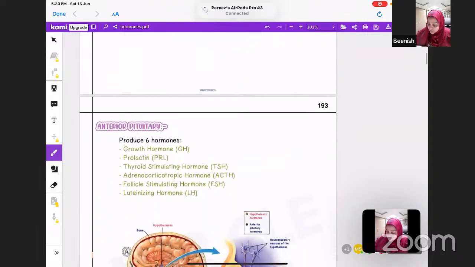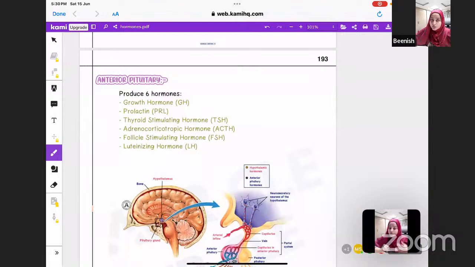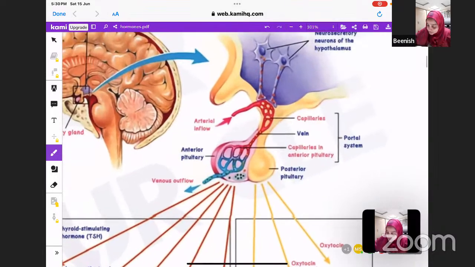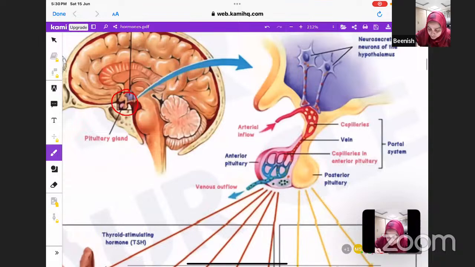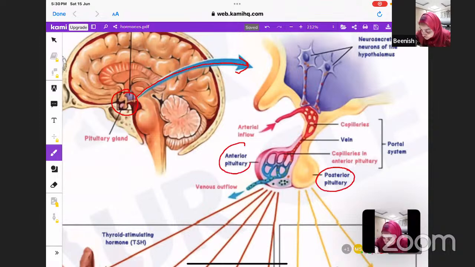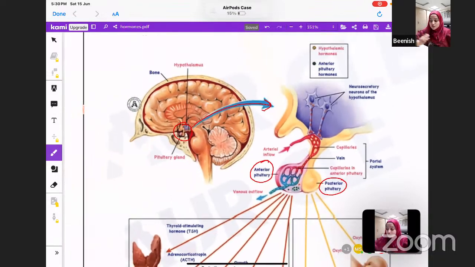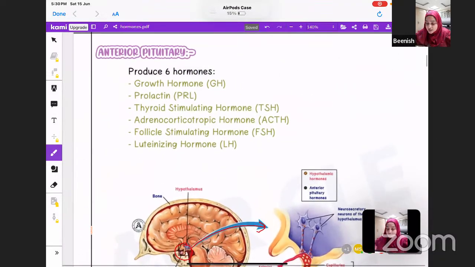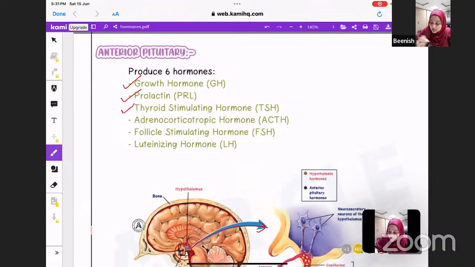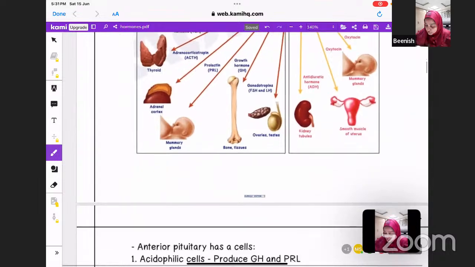Okay. So moving ahead, now your pituitary is divided into anterior pituitary and posterior pituitary. Here, I've zoomed in, as you can see in the diagram. So this is your pituitary gland, and then they've zoomed this gland, and you can see it is divided into a posterior pituitary and a larger anterior pituitary. So now let's have a look at the various hormones that are secreted. The anterior pituitary is producing the following hormones: growth hormone, prolactin, thyroid stimulating hormone, TSH, adrenocorticotropic hormone, ACTH, follicular stimulating hormone, and luteinizing hormone. So these are the hormones that are produced by the anterior pituitary.